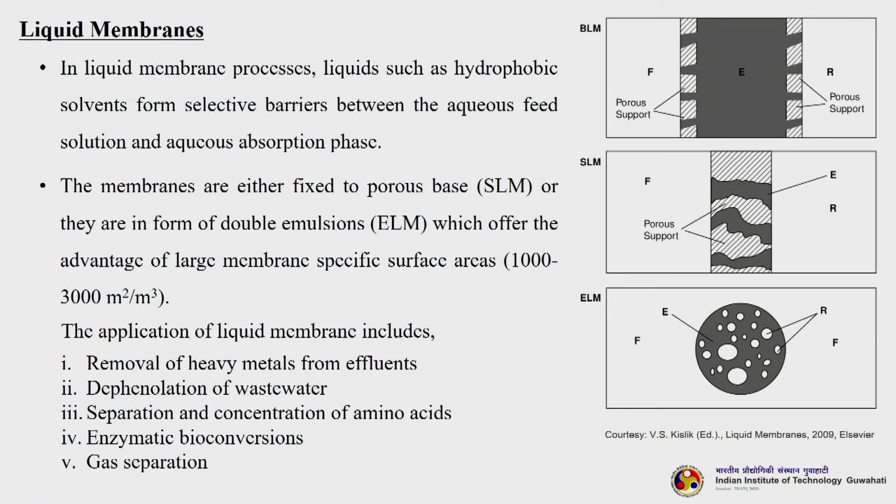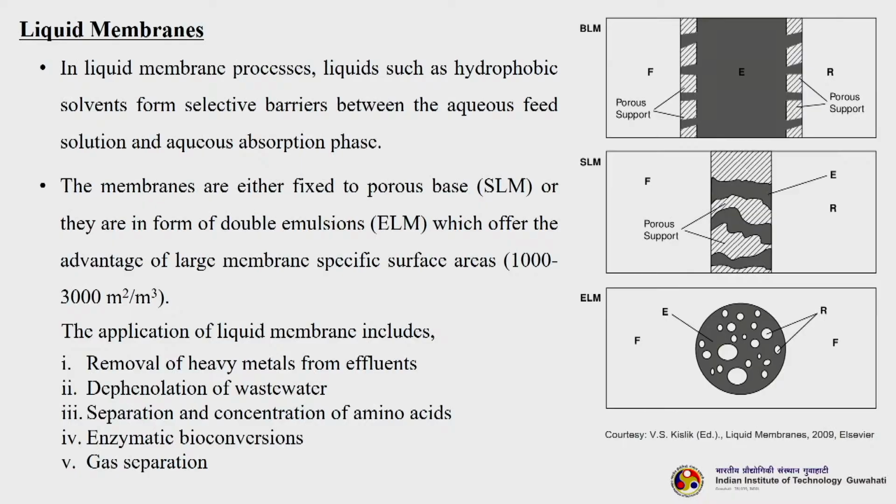So, the next process is liquid membranes. Students, I told you in the next class what basically a liquid membrane is. A liquid membrane is essentially a membrane made up of a liquid. So, here liquids such as hydrophobic solvents form selective barriers between the aqueous feed solution and the aqueous absorption phase. Please look at the figure.